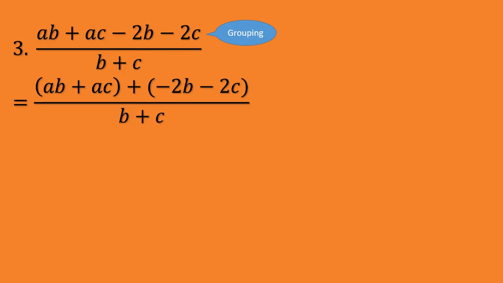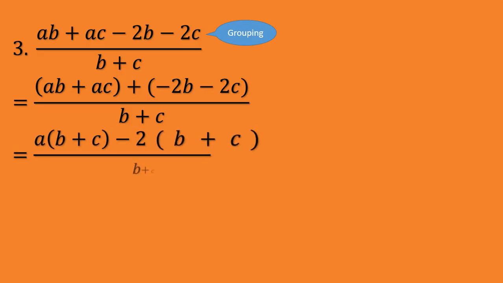We can find a common factor now in both of them. In the AB plus AC, we get A as a common factor, divided, B plus C is left. In my minus 2B and minus 2C, minus 2 is the common factor, and B plus C will be left, divided by B plus C. Clearly now B plus C on top still cannot cancel. You cannot cancel because here is still a negative sign that separates terms. But on top, B plus C is a common factor once again.